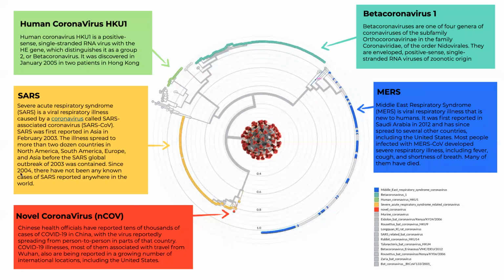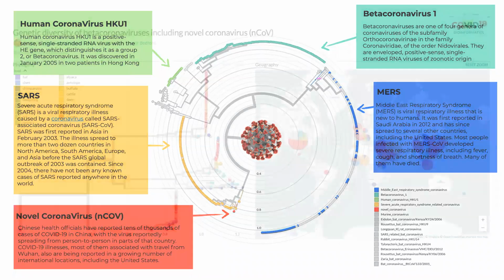Then we have the SARS coronavirus, which was first reported in Asia, in China, in 2003. It was contained, and no novel infections were detected after 2004. But you can see it also forms its own little branch right here. And we have the novel coronavirus, which is very closely related to SARS, right here, close in the same clade.